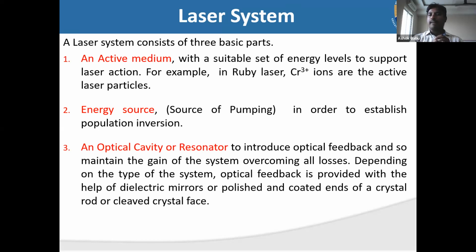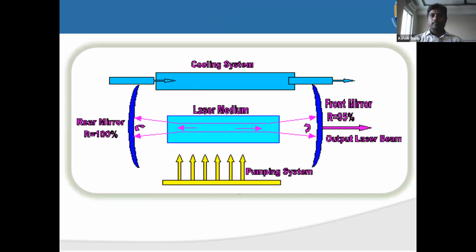After that, the optical cavity or resonator gives optical feedback until sufficient intensity is reached. The photons released in the de-excitation process undergo multiple reflections between the two mirrors. After sufficient intensity, the energy is converted into the laser output, which comes from the partially reflecting mirror. These are the three main sections available in the laser system.